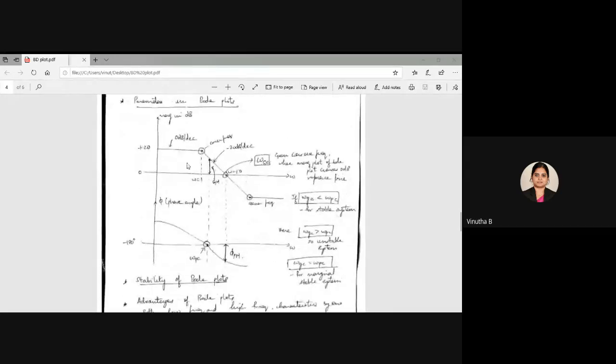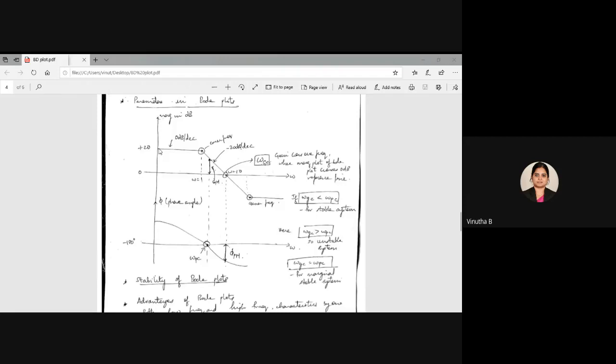They have just roughly shown what is plus 20 and what is minus 20 dB. They have just shown what is meant by plus dB, minus dB, what is gain crossover frequency, what is phase margin, all that. So let me explain all of that in this. They have not related this with the previous values that we have found out.